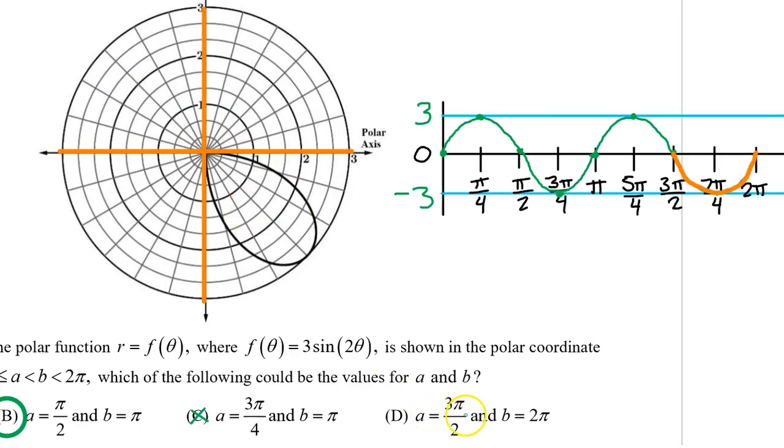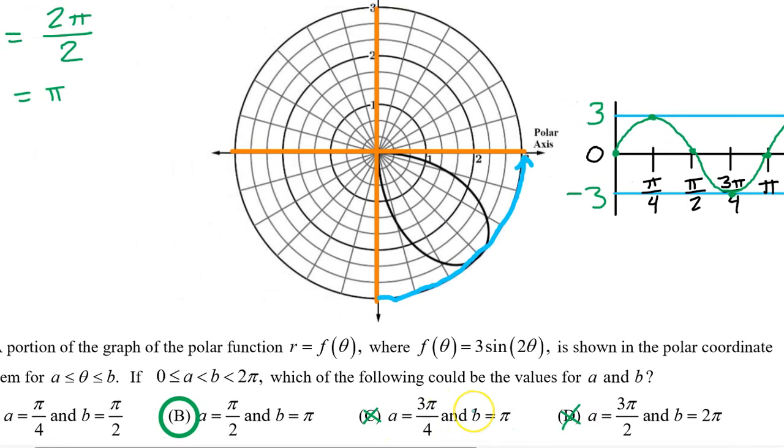Option D represents the interval from 3 pi over 2 to 2 pi. On the polar graph, that would be from here to here. At first glance, that looks pretty good because we see a portion of the graph in this quadrant. However, a glance at the rectangular graph tells us that the r values are negative between 3 pi over 2 and 2 pi. So the actual graph would appear in the opposite quadrant, and we see nothing, so D is not the answer. So this confirms that the answer is B.